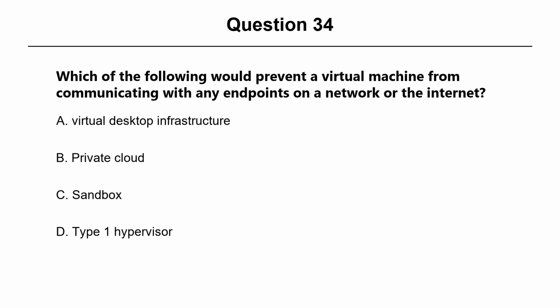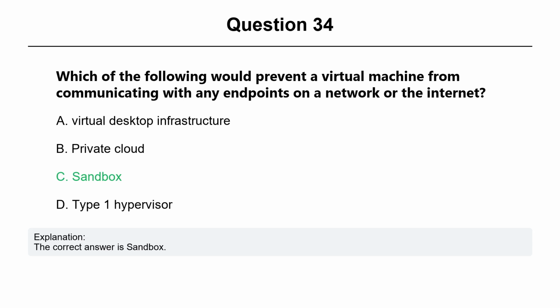Question 34. Which of the following would prevent a virtual machine from communicating with any endpoints on a network or the internet? Option A, Virtual Desktop Infrastructure. Option B, Private Cloud. Option C, Sandbox. Option D, Type 1 Hypervisor. The correct answer is option C, Sandbox.